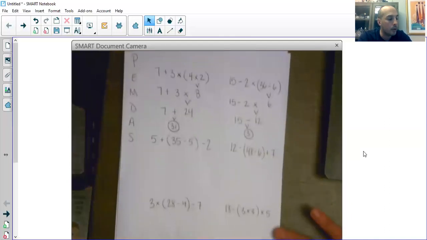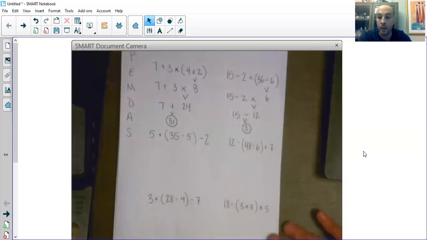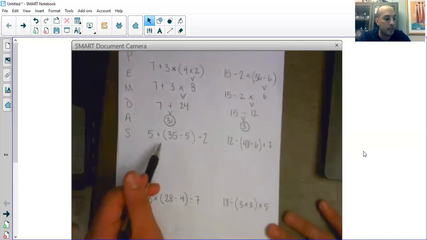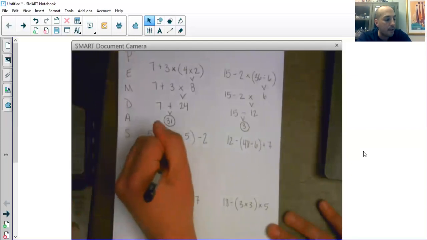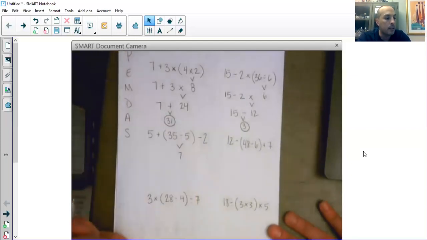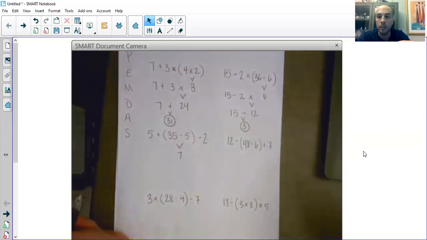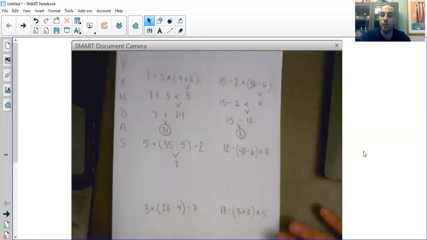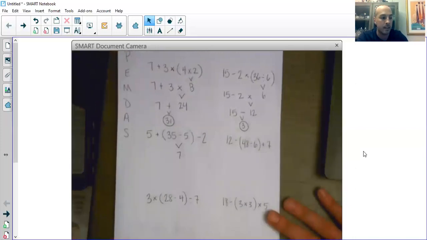So these are going to be a little different, and I'm going to explain why in a second. So again, first we do our parentheses. 35 divided by 5 is 7. Everything else comes down. What's a little different about these is that the parentheses are now in the middle of the equation as opposed to either at the beginning or the end, okay?